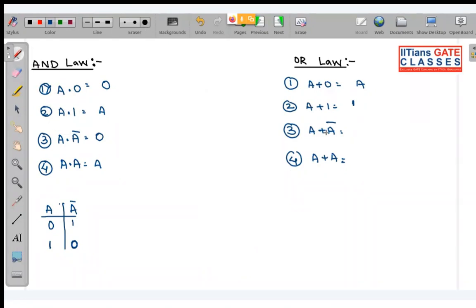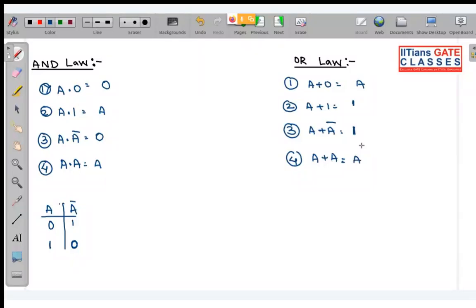Now A plus A complement will also be 1. And A plus A will be A. Very simple. Any doubts up to this point? Anyone? Yes, sir?